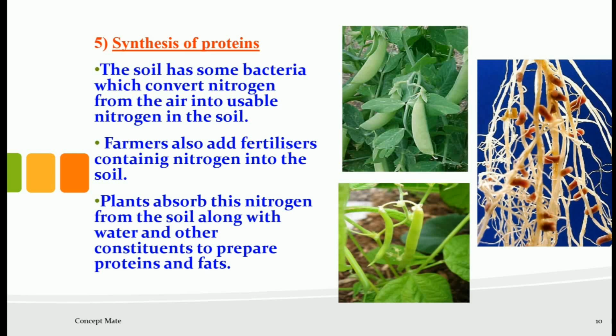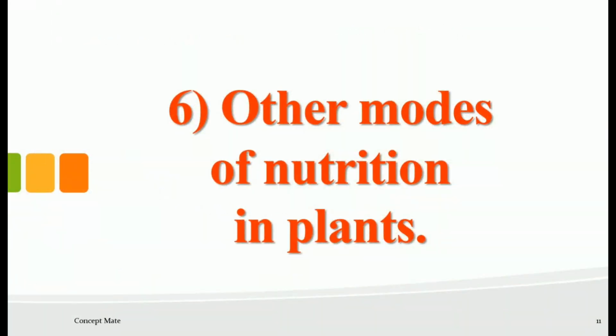The soil has some bacteria which can convert nitrogen from the air into usable nitrogen in the soil. Plants absorb this nitrogen from the soil along with water and other constituents to prepare proteins and fats. Farmers also add fertilizers and manures which are rich in nitrogen content, which helps the plant and the crop grow better. Moving on to the other modes of nutrition in plants.